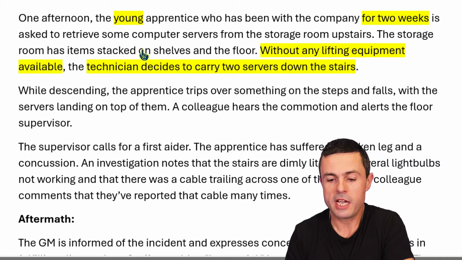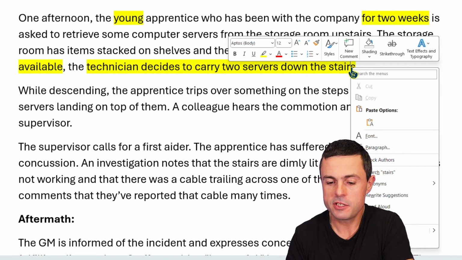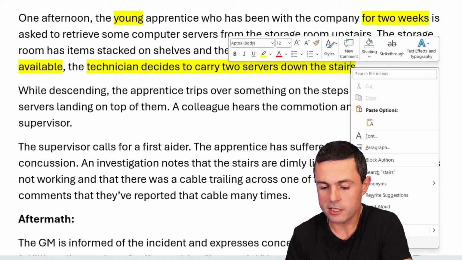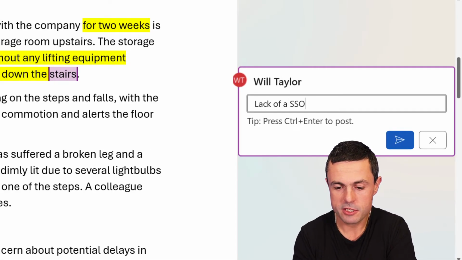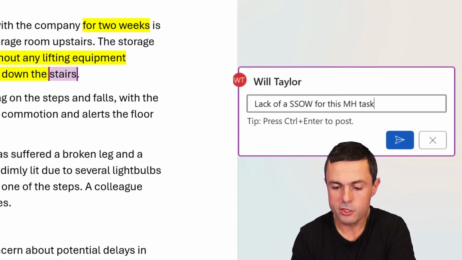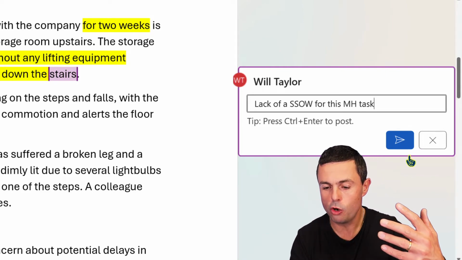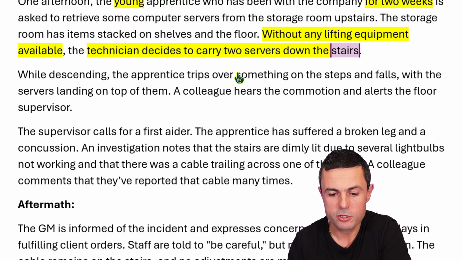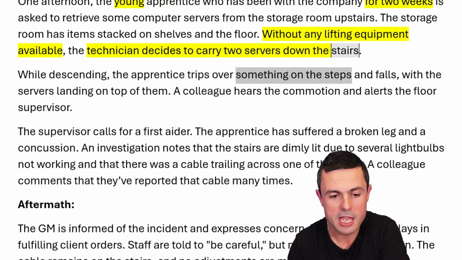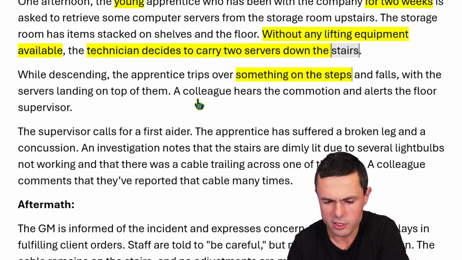We could also say that there's a complete lack of a safe system of work for this task. For example, we could just add a little comment there: lack of a safe system of work for this manual handling task. So if you wanted to, you can highlight, you can leave little comments on your exam paper like that to help you then write an answer when you've finished reading it all. The apprentice trips on something on the steps and falls with the servers landing on them. So there's this cable, we're going to find it's a cable shortly. I think it's a cable, yeah.